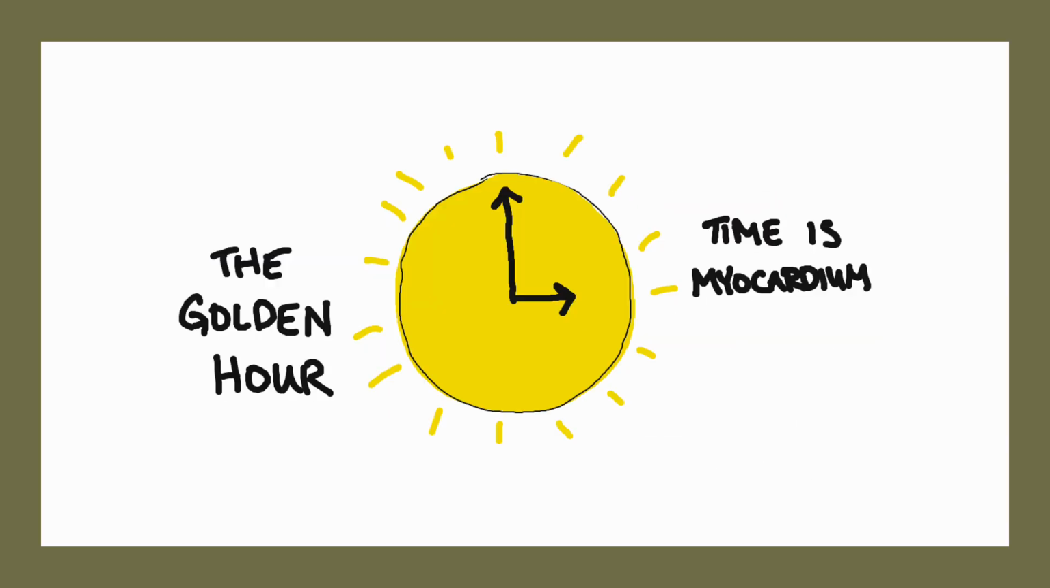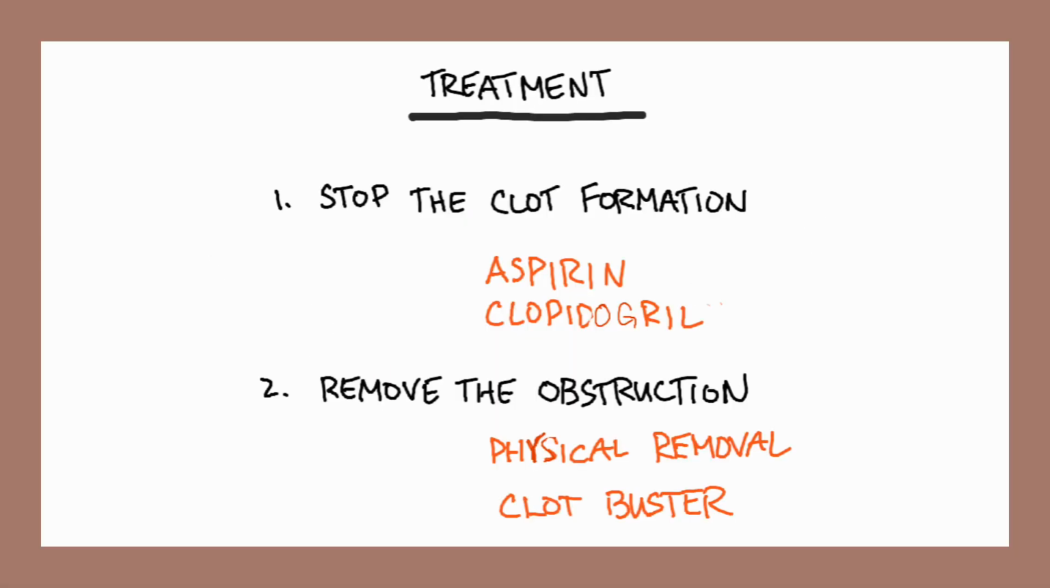The ischemia transitions to infarction very quickly. So from the initiation of pain to the death of the tissue, it's about an hour. So you must act quickly. Treatment is twofold. First, you want to stop the clot formation so it doesn't keep getting bigger and bigger. This can be done with drugs like aspirin or sometimes clopidogrel. Sometimes both are used.